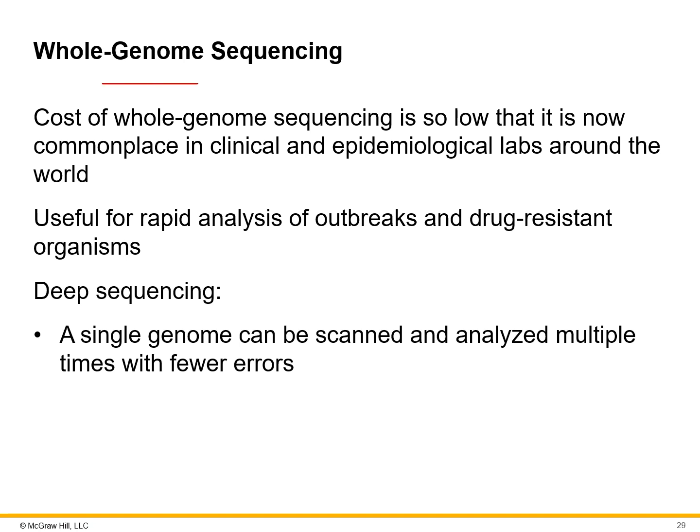So then the whole genome sequencing, now the cost of this has gone down. There was the human genome project where it completely sequenced the genome of humans, but it took years. It was very expensive. That technology, though, has just gone absolutely crazy to where now the cost of that is so low that it's actually commonplace to do whole genome sequencing on microbes in a very short amount of time. So there's rapid analysis, especially for outbreaks and drug-resistant organisms. And there's also this deep sequencing in which a single genome can be scanned and analyzed with few errors. In case it has undergone a mutation or something, it would still be detected.